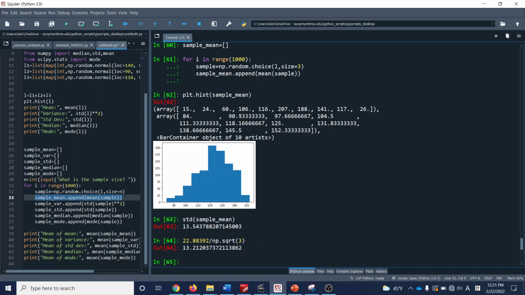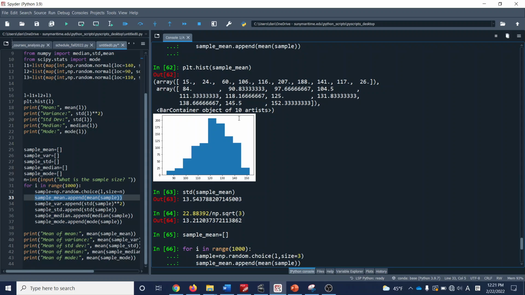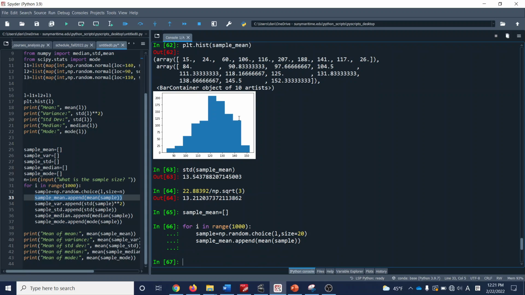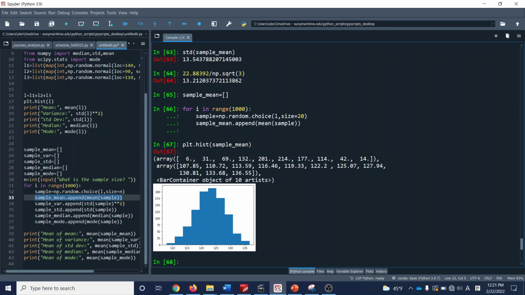So now let me show you what happens if we do the same thing with this time sample size 10. Or maybe let's make it like 20. All right. Sample size 20. Let's see what happens. Okay. Sample size 20. Now it's really symmetric, right? It's closer to a bell-shaped thing, right?